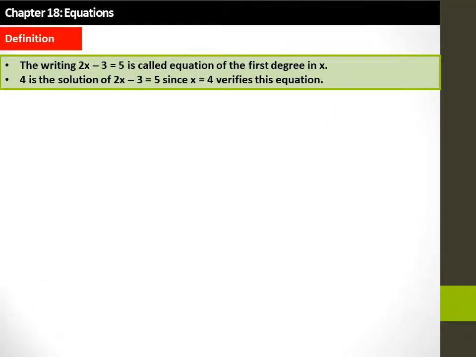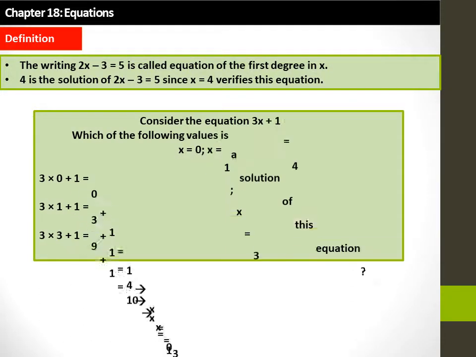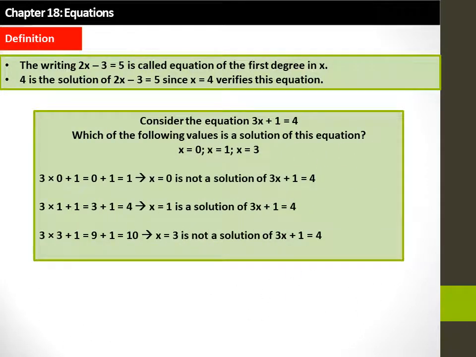The writing 2x minus 3 equals 5 is called an equation of the first degree in x. X is the unknown. 2x minus 3 and 5 are the sides of this equation. 2x, negative 3 and 5 are the terms. 4 is the solution of 2x minus 3 equals 5, since x equals 4 verifies this equation. Actually, 2 times 4 minus 3 is equal to 8 minus 3 equals 5.